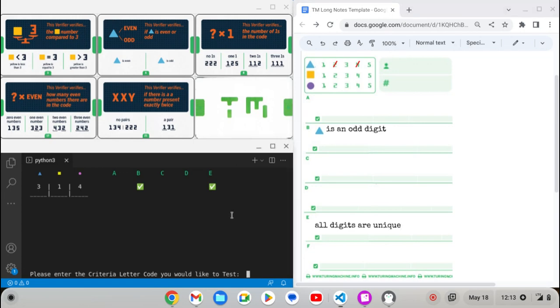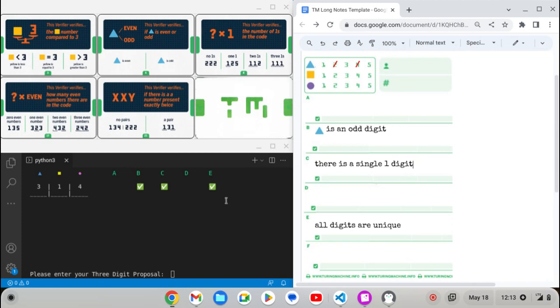So let's test C. Okay, so it does approve of my 1 digit in my proposal. That's the check mark. So that means that there is a single 1 digit. And again, I'll put that in my notes. So there is a single 1 digit. Okay. All right, so that does it for the 3 tests that I'm allowed per proposal.